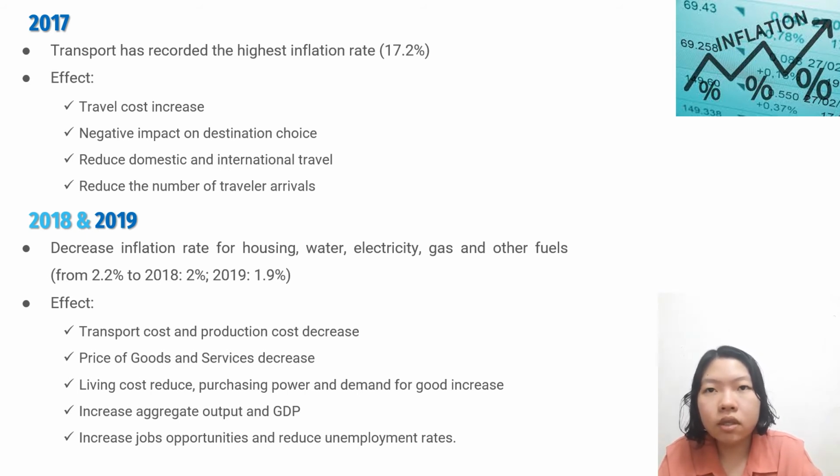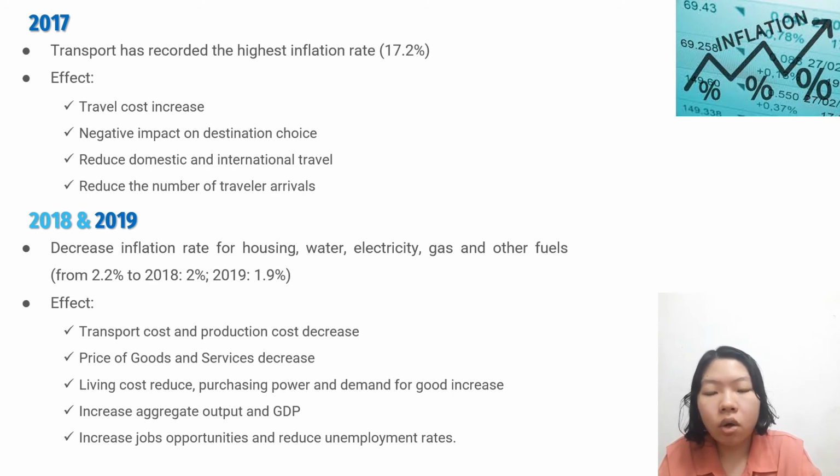In 2018 and 2019, the inflation rate of product category housing, water, electricity, gas, and other fuels has reduced. This is due to the low fuel price, which has also caused the transport and production costs to reduce, thereby reducing the price of goods and services. As the price of goods and services has gone down, it will reduce the living cost of households, and it also will increase the purchasing power and the demand for goods.